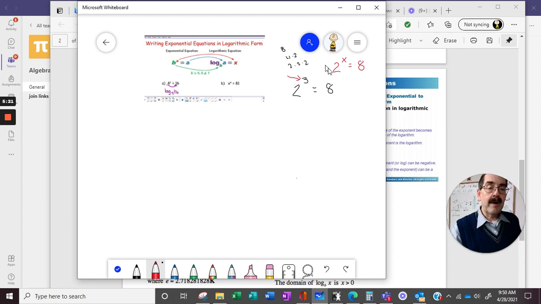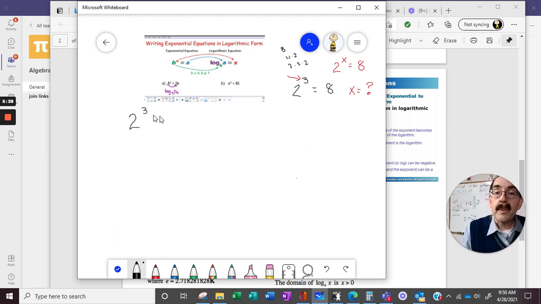We have to have a way to rewrite this as x equals something. How do we do that? Well, until now in math, we haven't had a way. We could only solve it graphically or guess and check. All right, so here we go.